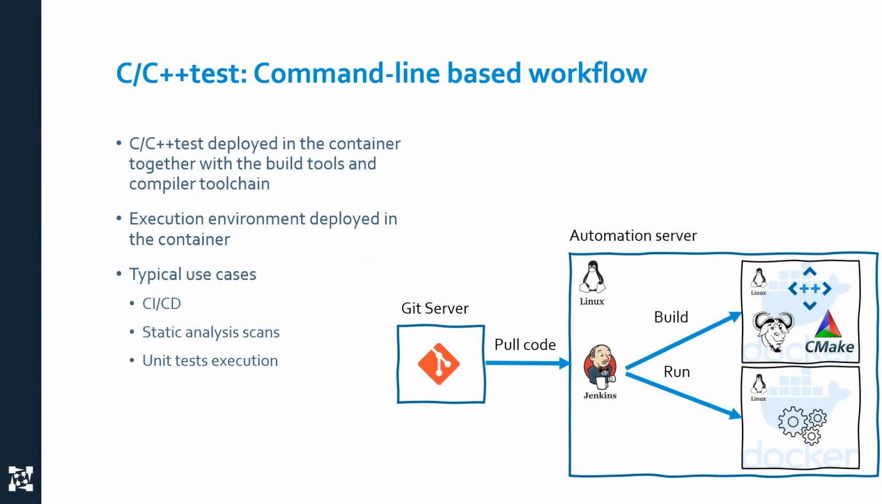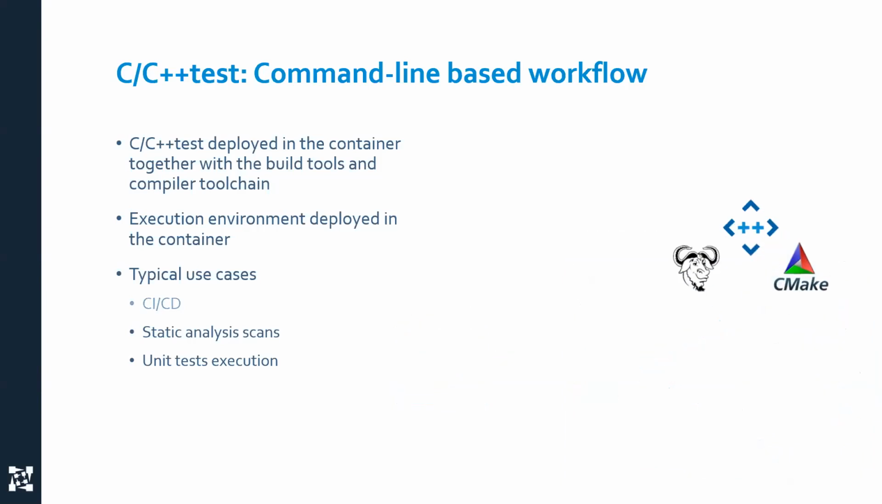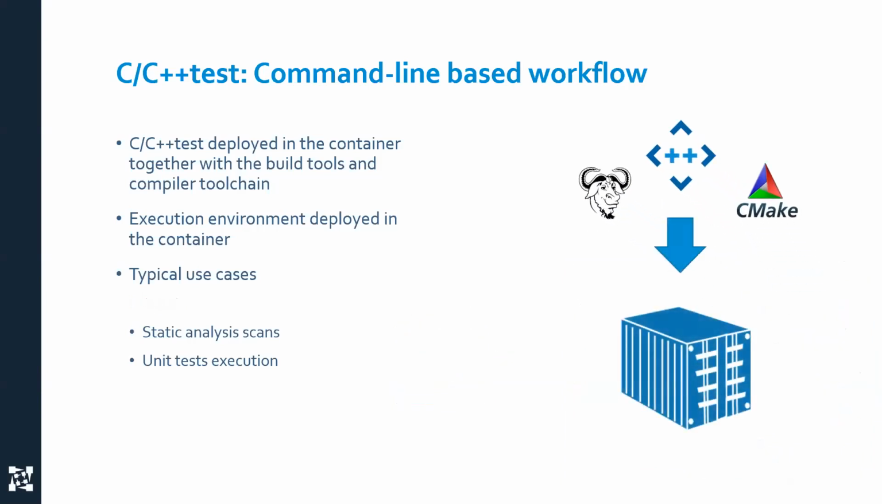Build tools, compiler toolchain, and execution environment are deployed in a container. In this scenario, Jenkins triggers the process, which goes through the build of the source code and the testing process, which may include static code analysis and unit testing with Parasoft C++test. When configuring C++test to work in such an environment, the user needs to do one main thing. That is, prepare the container image, which includes the compilation toolchain, build tools, and C++test.